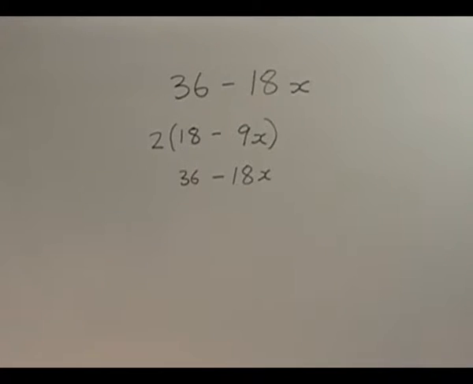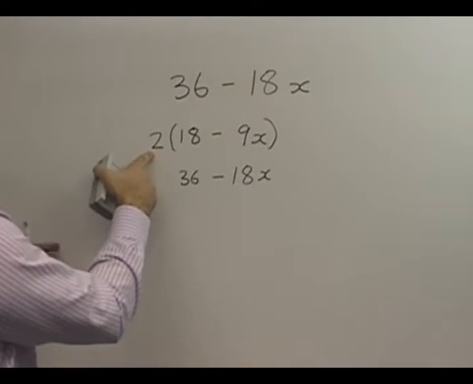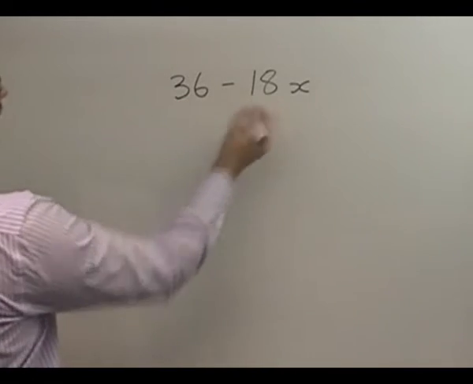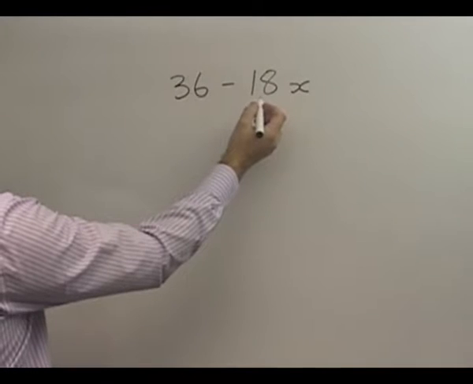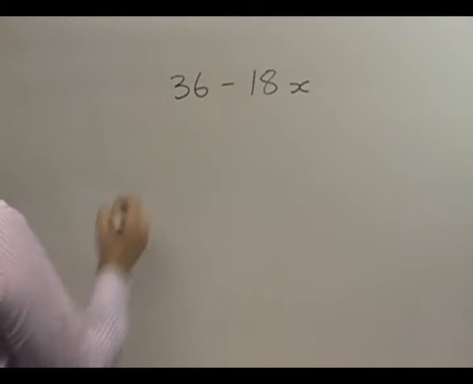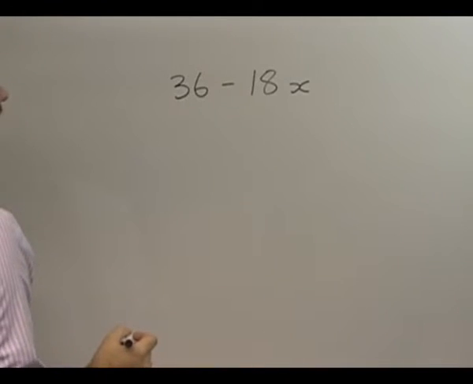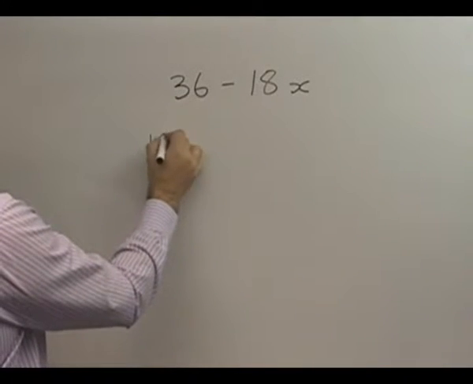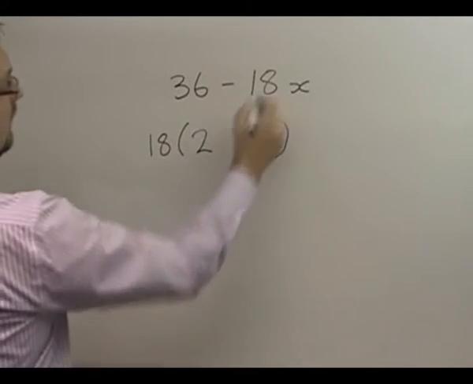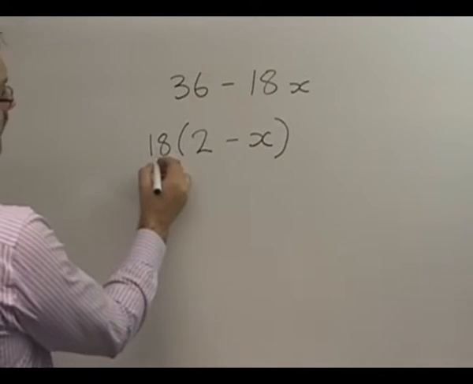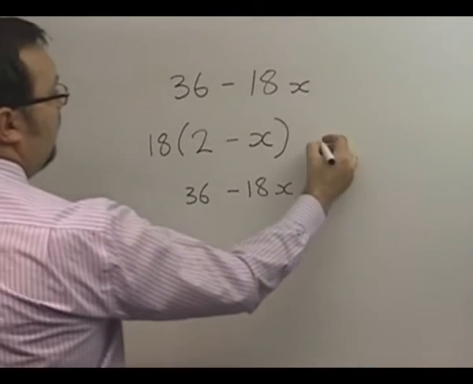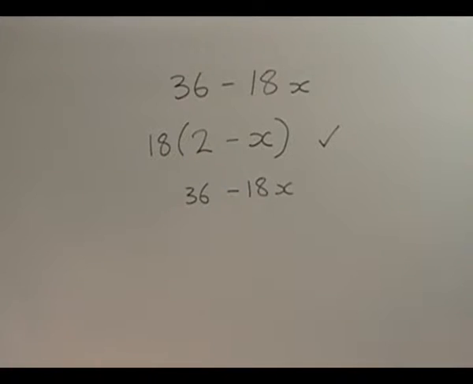But that is not the best factorised version, because 2 is not the biggest number that goes into both of them. We could choose another number. We could choose 3. 3 goes into both. 3 goes into 36 12 times, and 3 goes into 18 6 times. But that's still not the biggest number. We could choose 9. 9 goes into 36 4 times, and into 18 2 times. But the biggest factor of this is 18. 18 can be brought outside the brackets because 18 times 2 is 36, and 18 times negative x is negative 18x. So watch, 18 times 2 is 36, 18 times negative x is negative 18x. So the best answer is that with 18 taken out as the factor.